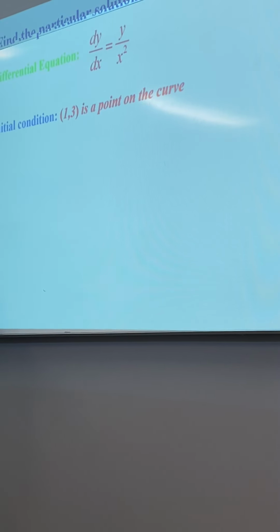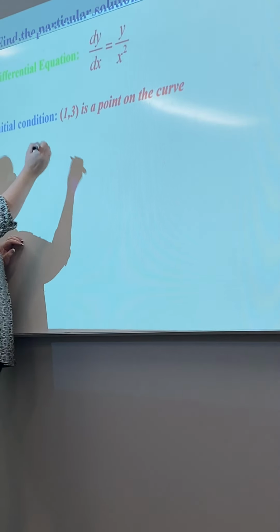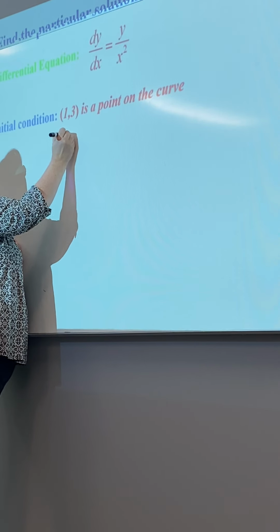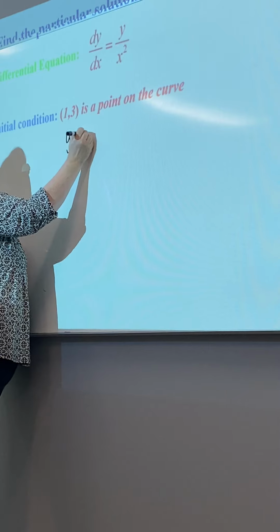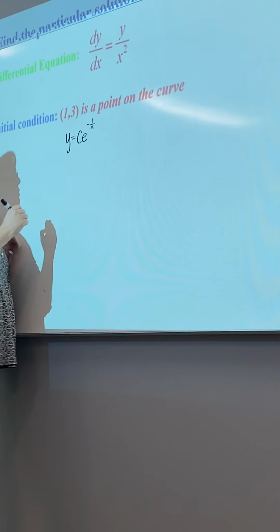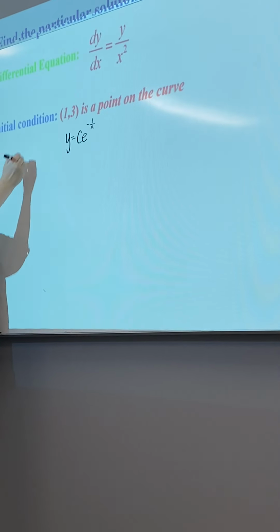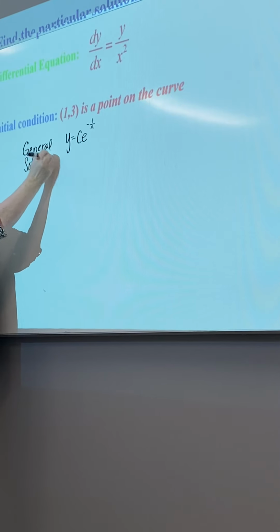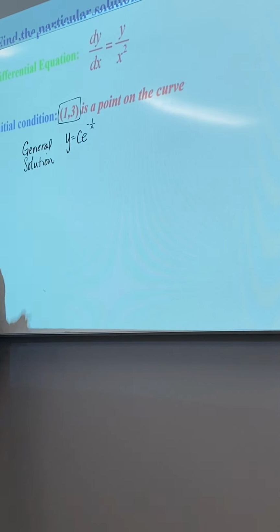Didn't we already do this one? I think we did. Wasn't this the first one we did? No, this is the second. I forgot what it was already. Final answer: y equals c e to the negative 1 over x. Okay, so that's our general solution. So now we're gonna find the particular solution by plugging in this point for x and y and solving for c.